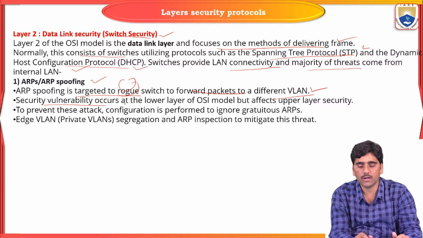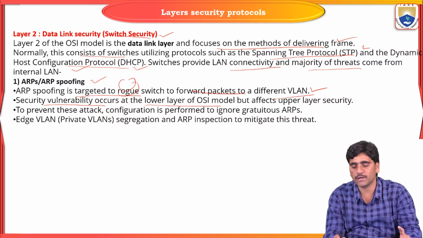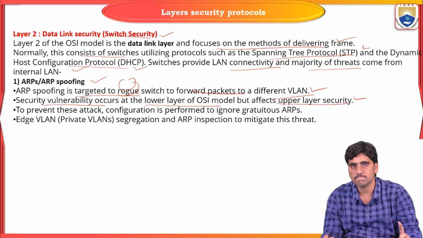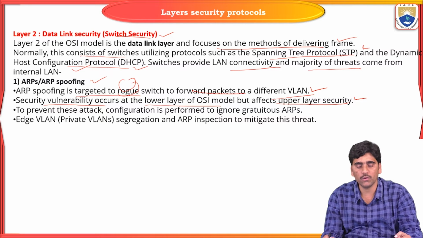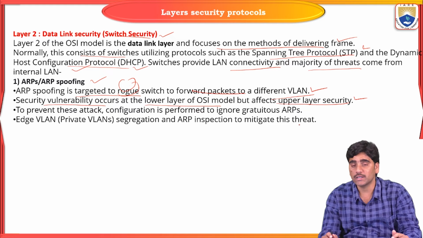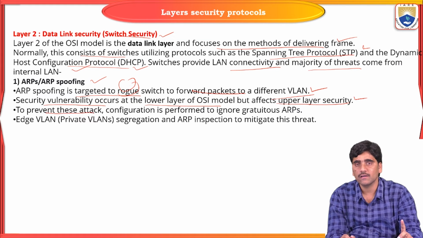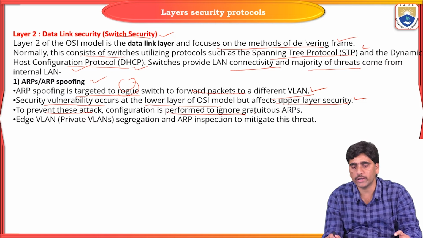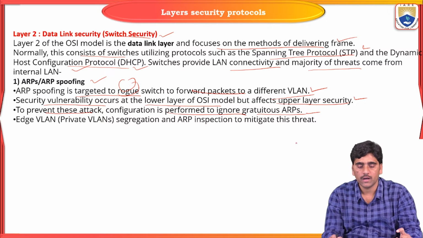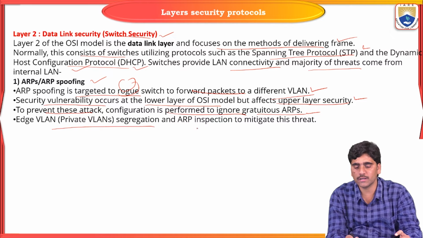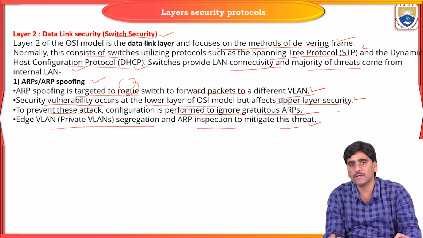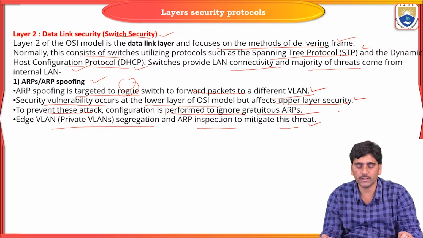The security vulnerability occurs at the lower layer of the OSI model but affects upper layer security. So it has a loophole in the lower layer security but also affects upper layer security. To prevent this attack, configuration is performed to ignore gratuitous ARPs, along with edge VLAN segregation and ARP inspection, to mitigate this threat.